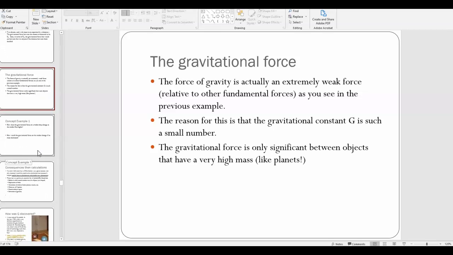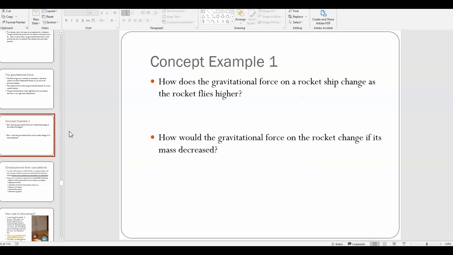Okay, so let's do one more example, just conceptually. Based off of what we've talked about so far in this video, I want you to try and answer these last two questions on your own. How does the gravitational force on a rocket ship change as a rocket flies higher up into the sky?